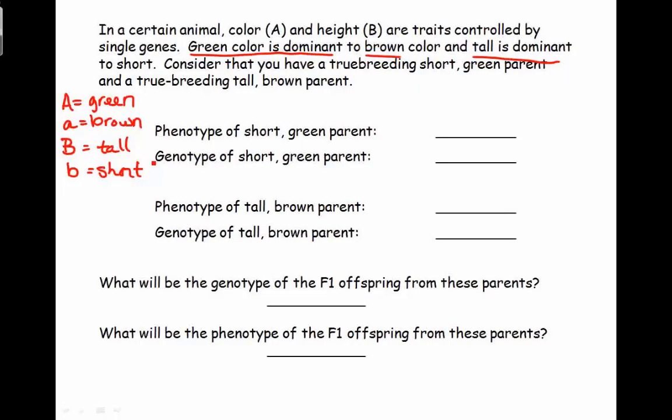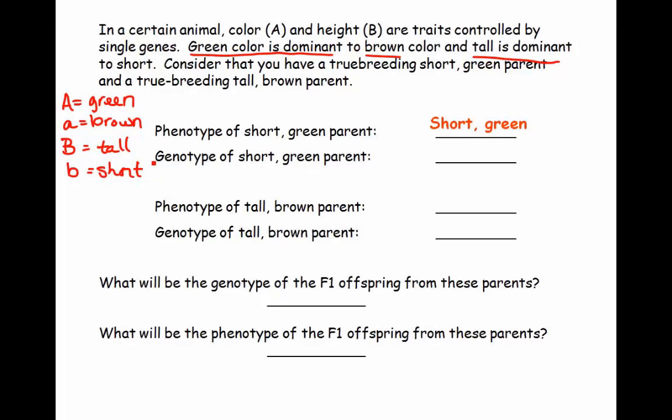First off, we want to know what is the phenotype of the short green parent. Keep in mind what the phenotype is. Phenotype is what it looks like. So the phenotype of the short green parent is going to be just that. It is going to be short and it is going to be green.